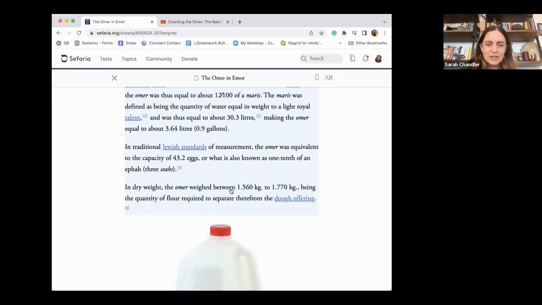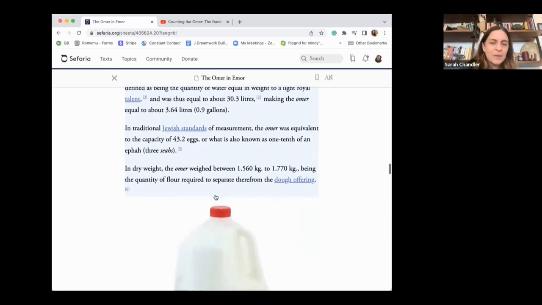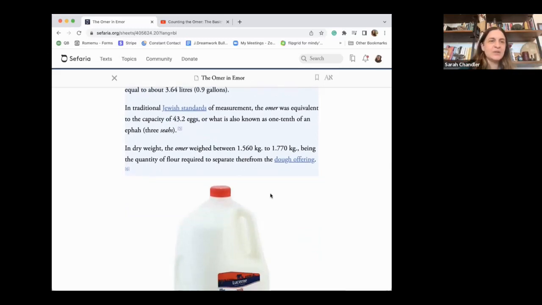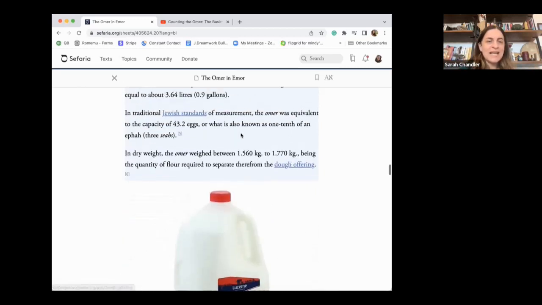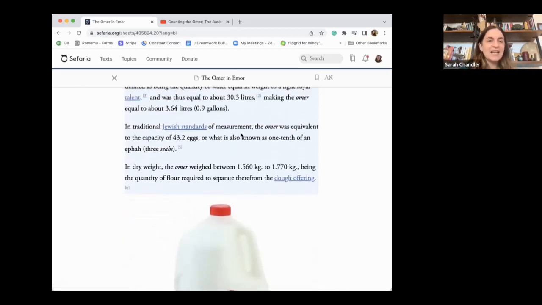Then there's a description about dry weight, but I just thought it was interesting because I'm always thinking about, how much am I actually holding if we're talking about measuring an Omer? Does it include just the grain? Does it include the whole stalk? I have lots of questions. We're not going to get to all of them. But just to give you a sense, when we say Omer, it's like saying liter or pound, it's a measure.